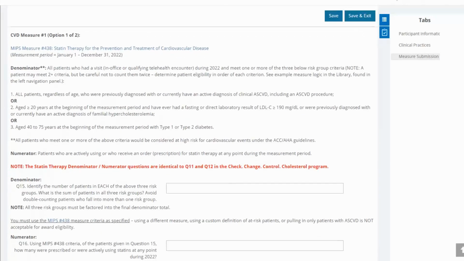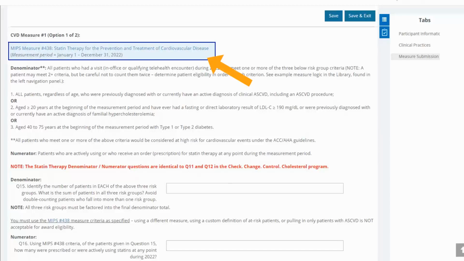Questions 15 and 16, as well as 17 and 18, are optional, but you need to answer one of these question pairs for recognition. Questions 15 and 16 are the denominator and numerator of the MIPS 438 measure. This measure asks for patients who are considered at high risk for a cardiovascular event under the American College of Cardiology and American Heart Association guidelines, and were prescribed or taking statins in 2022. Use the MIPS 438 logic linked here.